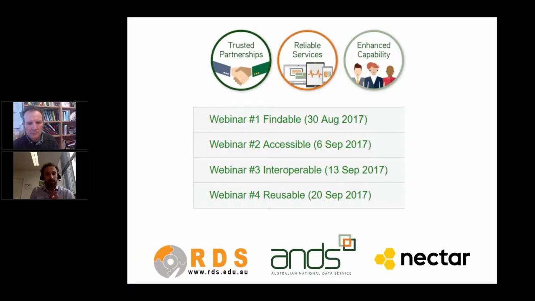Just to give you a bit of the usual background about ANDS and what's going on. The Australian National Data Service works with research organisations around Australia to establish trusted partnerships, provide reliable services, and to enhance the capability around the research sector, around research data. We work together with two other NCRIS-funded projects, RDS, Research Data Services, and Nectar, and together we create an aligned set of joint investments to deliver transformation in the research sector.